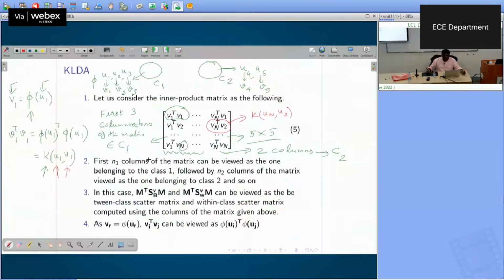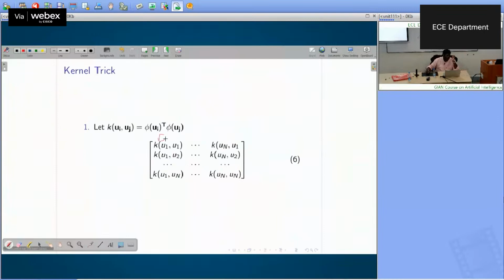Yes. So once you get this between class scatter matrix and within class scatter matrix, that's what I have mentioned here. M transpose SBV M and M transpose SWV M can be viewed as the between class scatter matrix and within class scatter matrix computed using the columns of the matrix given above, this inner product matrix. So it is like that. Now you see that VR equals phi of UR. So VI transpose VJ can be viewed as phi of UI transpose phi of UJ. That's what I said. You are going to replace everything with the kernel functions.